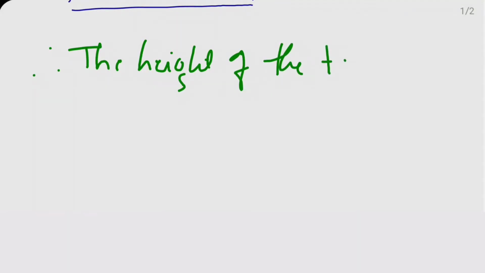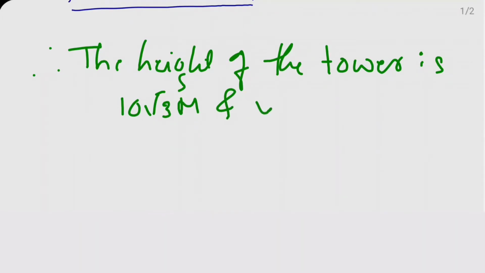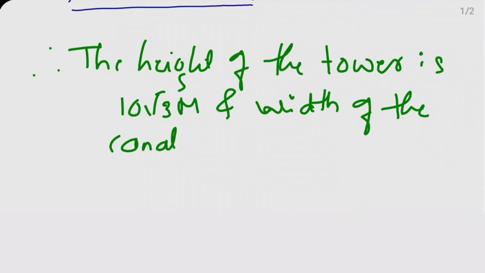Therefore the height of the tower is 10 root 3 meter and width of the canal is 10 meter. Is it clear?